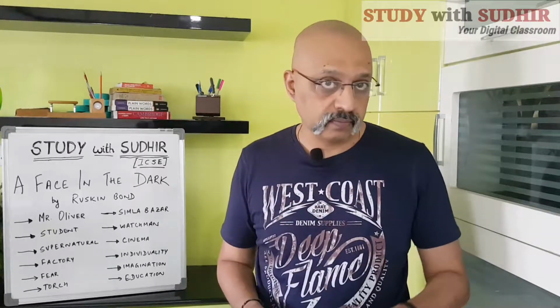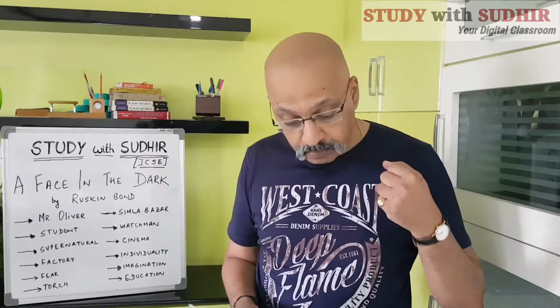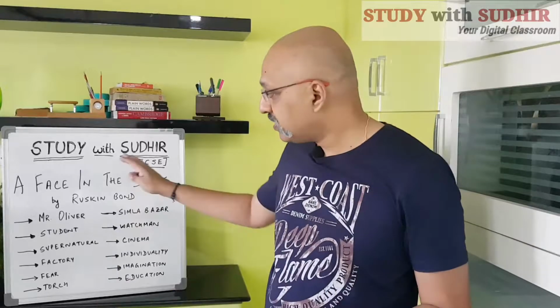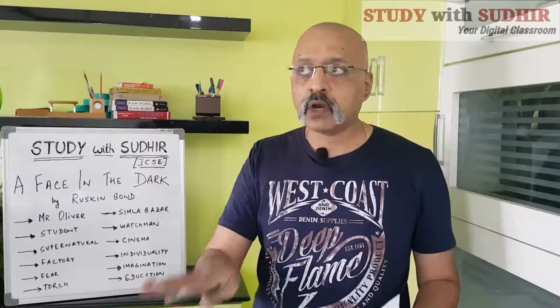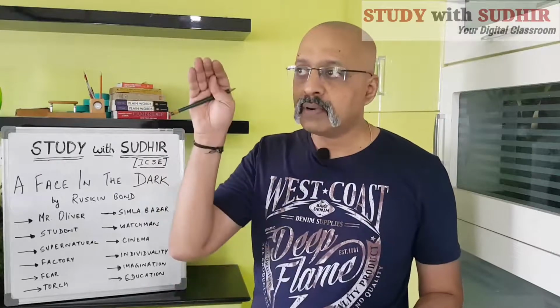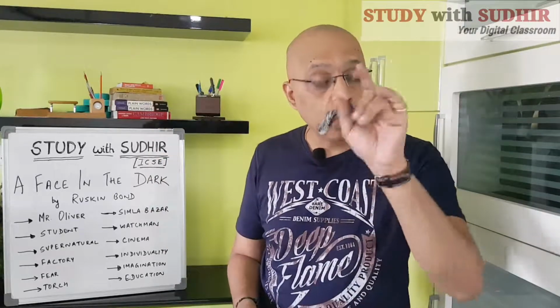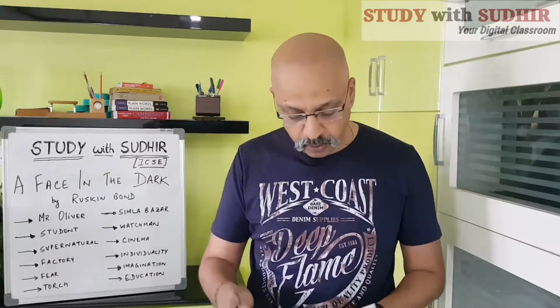By making the watchman also faceless. Now comes the other point. The watchman also was faceless. Ruskin Bond is hinting at the fact that everyone associated with that particular school also has no individuality. They're all just part of the school system, but they do not have any individuality, which is why there are no names given. Only Mr. Oliver is identified in this short story by Ruskin Bond.